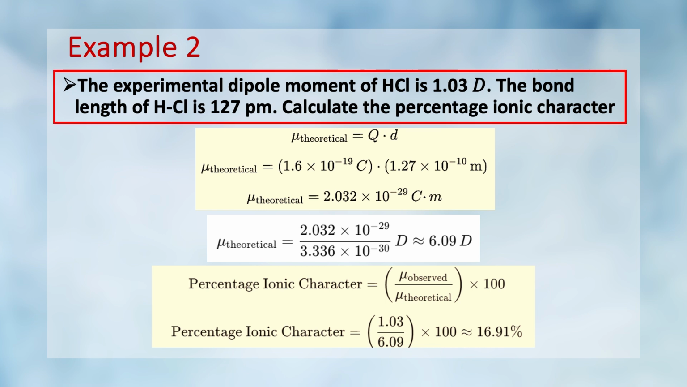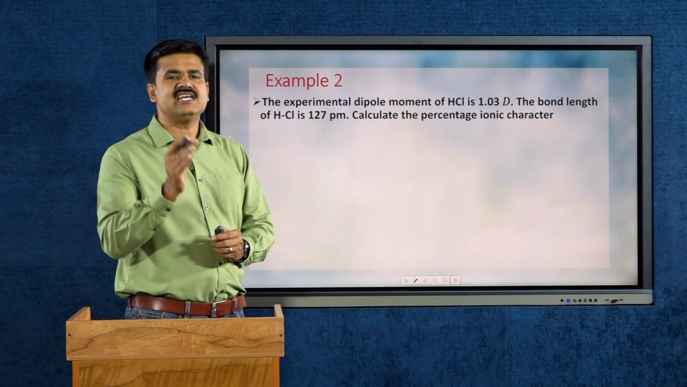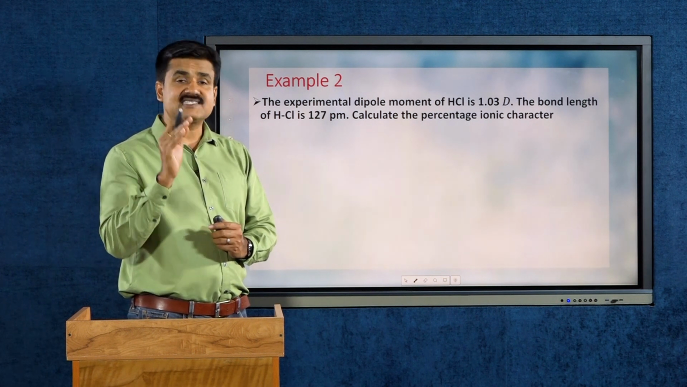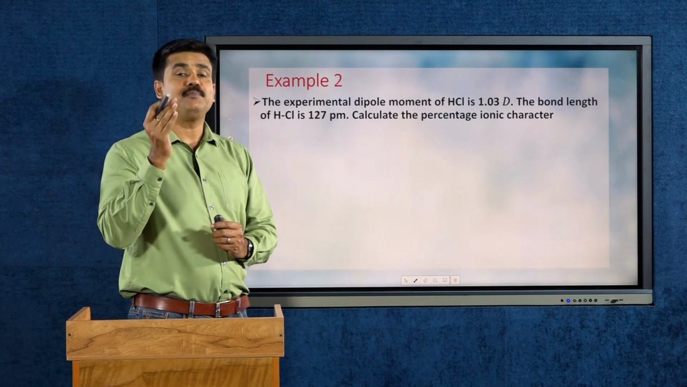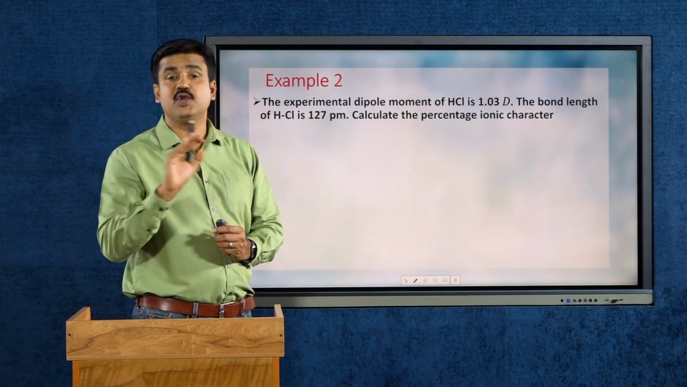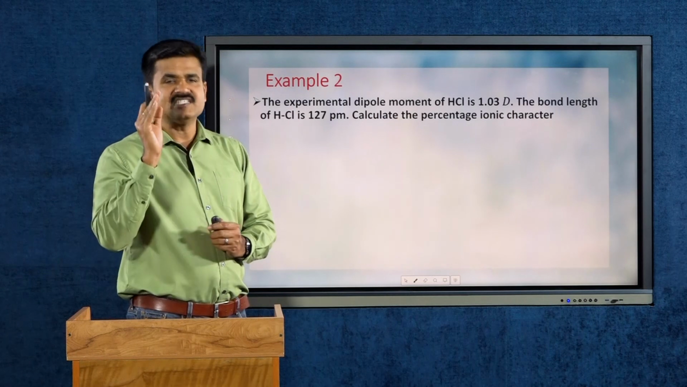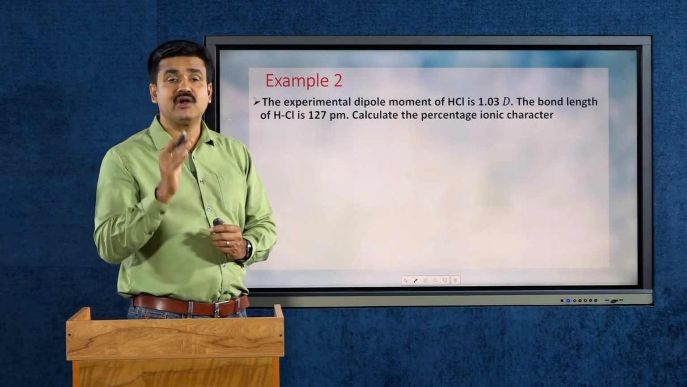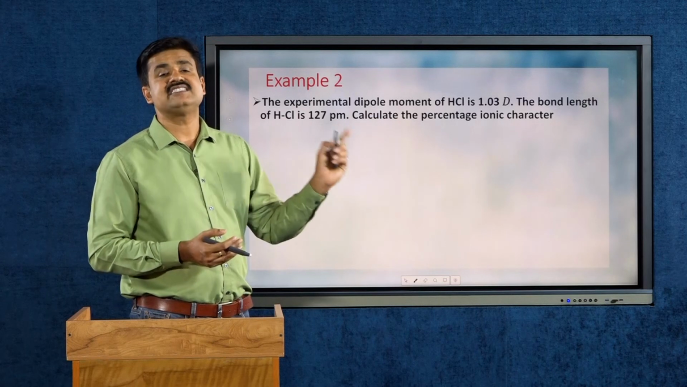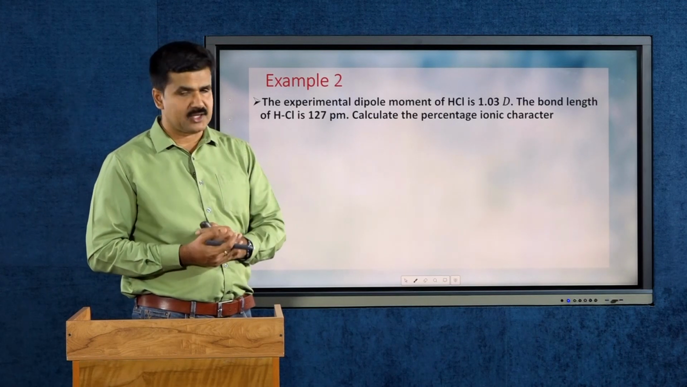This is another example which relates dipole moment and percentage of ionic character. The question is, the experimental dipole moment of HCl is 1.03 D. The bond length of HCl is 127 picometer. Calculate the percentage of ionic character. See, in this question, mu observed is given and mu for ionic bond is not given directly. Instead of that, they provide the bond length of the HCl molecule, which is equal to 127 picometer.